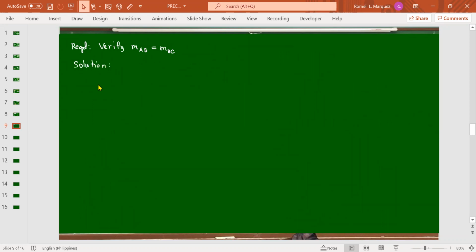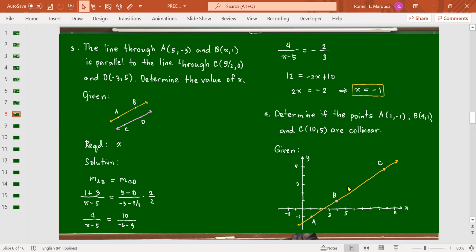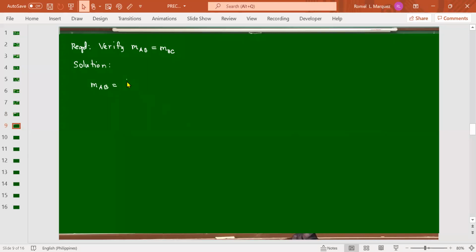Children, what is the slope of AB? AB. 1 minus -1 all over 4 minus 1. What is this slope, guys? 2 over 3, sir.